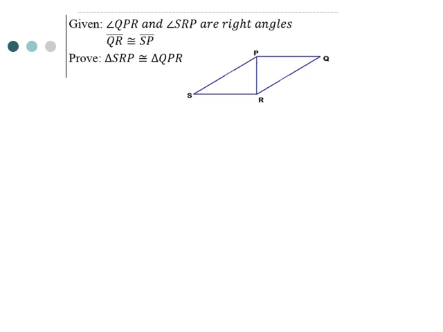So first off, QPR and SRP, they're right angles. So you can do a right angle there. So we know they're congruent to each other. We also know that QR is congruent to SP.